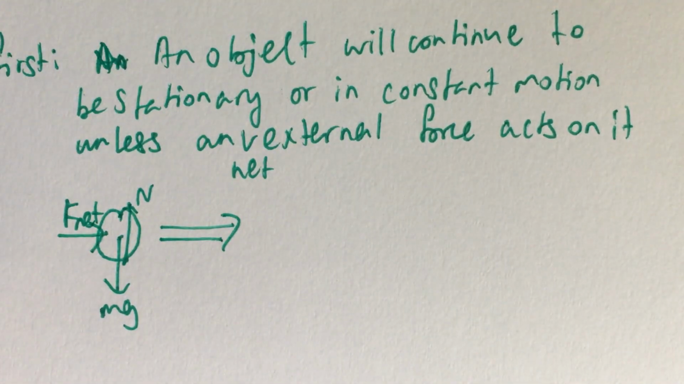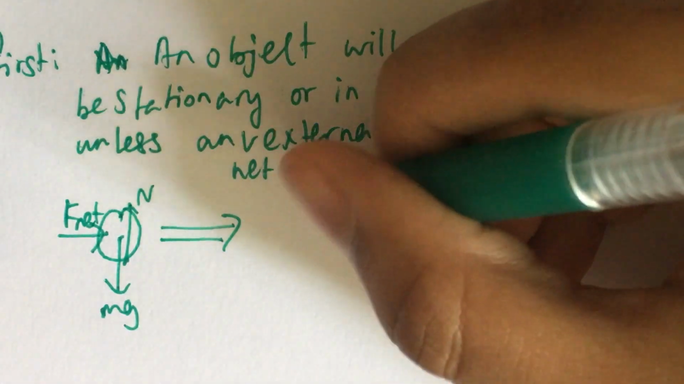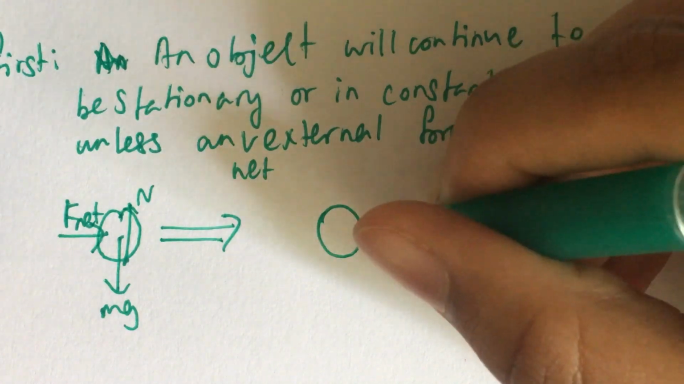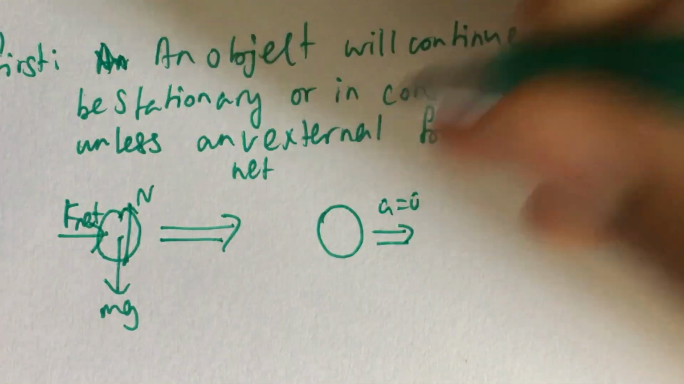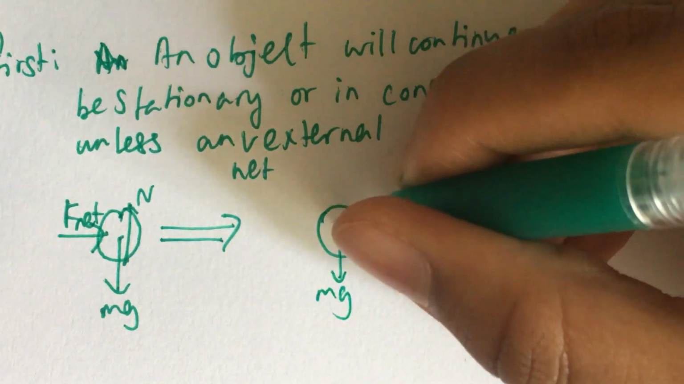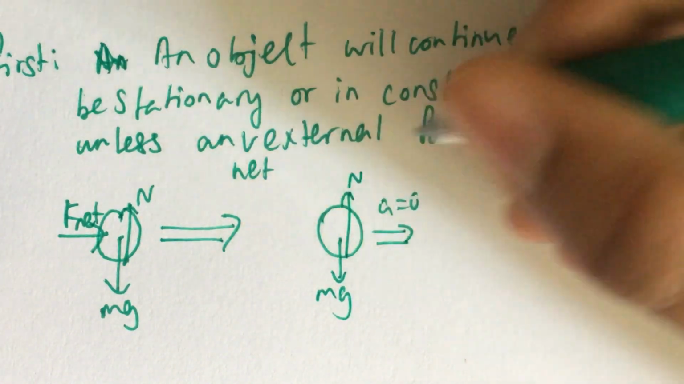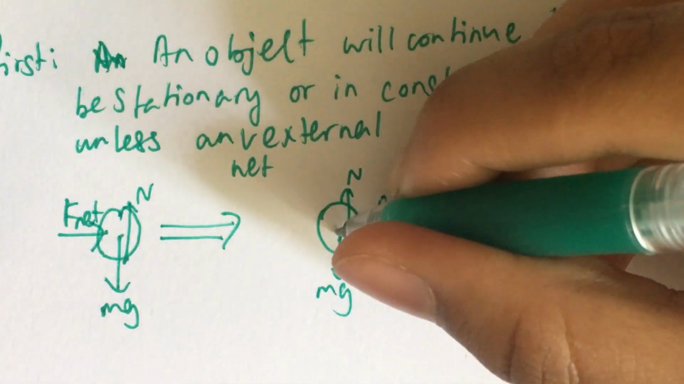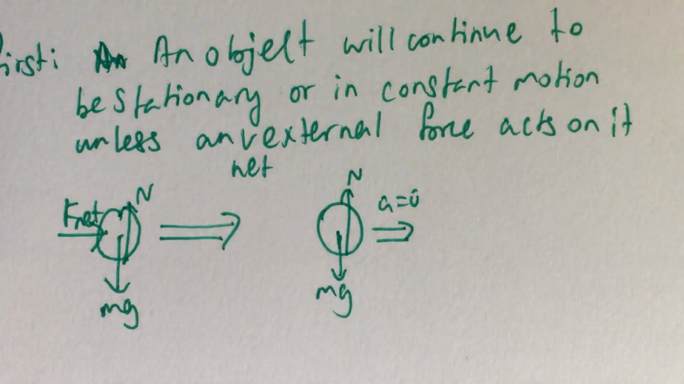And likewise, if the ball is already moving with an acceleration of 0, in other words, constant linear velocity, constant motion, that's what you should write. If it's just continually moving in a straight line, as long as you do not push it in some other direction, it will just keep going in a straight line.